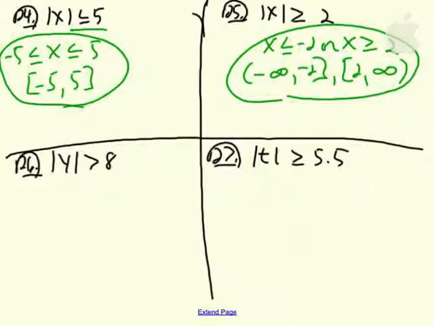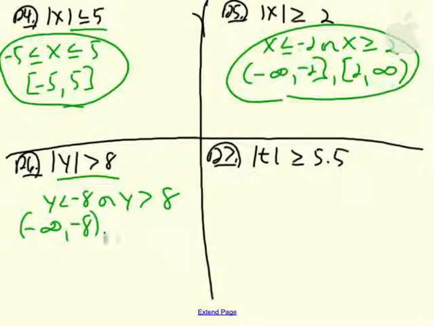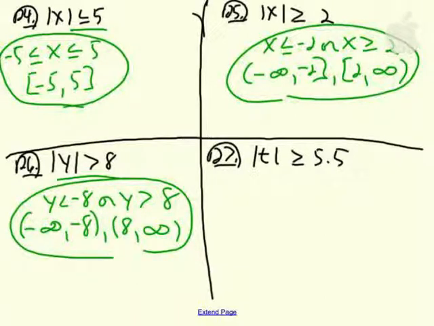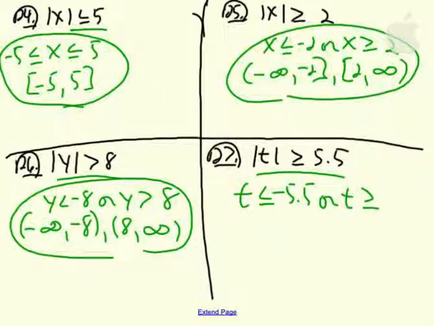In 26, you know, its absolute value is bigger than the positive number, so we think wings. Y has got to be to the left of minus 8 or to the right of 8. So minus infinity to minus 8, parentheses, comma, parentheses 8, comma, infinity. There's your wings again. 27, wings. So that means t has got to be to the left of minus 5.5 or to the right of 5.5. So here we go. Here are the intervals for that.